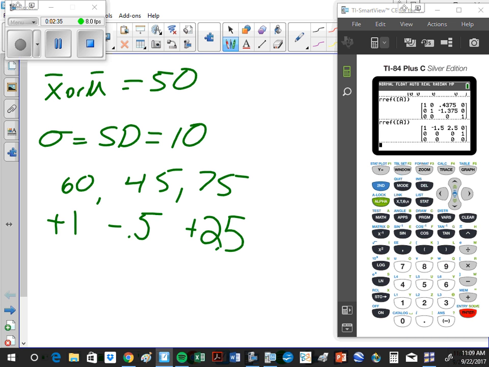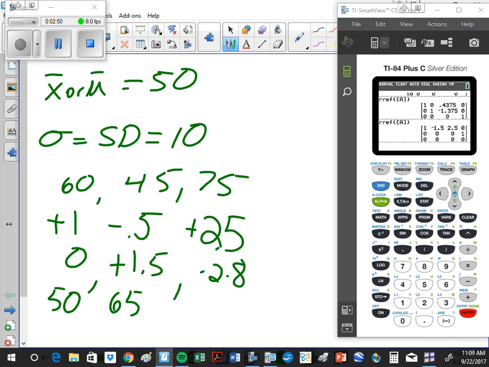So if I had the standard scores 0, plus 1.5, and negative 2.8, what would the test scores be? 50, 65, and 22. So that would be 50 minus 28. Is everybody good with that? Okay. If you get this, you'll probably be okay in this class. If you understand standardizing, it's the building block that we're going to use to do everything else we do. So if you understand standardizing, then you'll be just fine in this class.